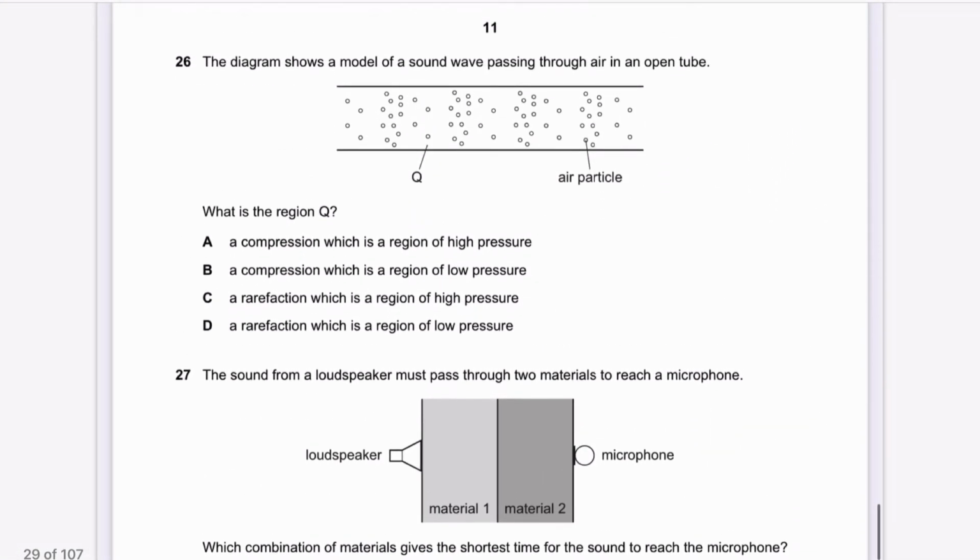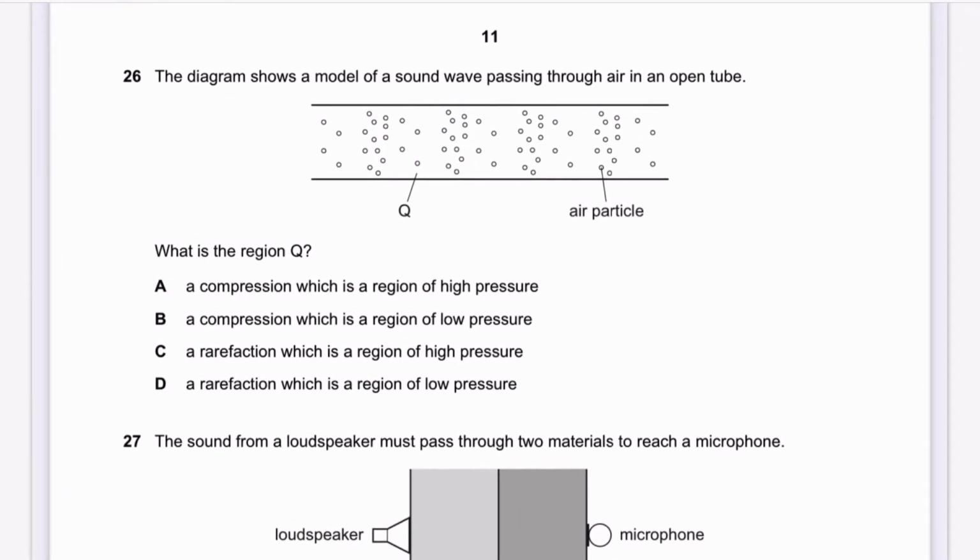Now, question number 26. The diagram shows a model of a sound wave passing through air in an open tube. What is the region Q? You can see that the molecules are spaced around. There's less molecules, so low pressure.